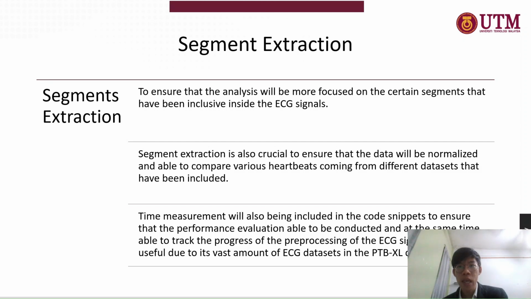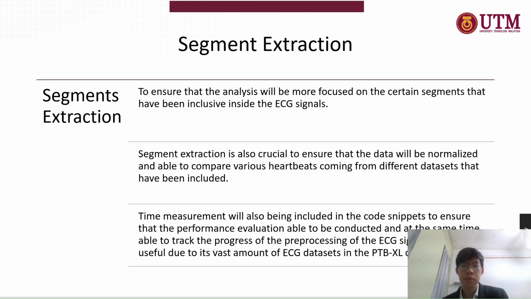This will enable the artificial intelligence algorithm to get trained and become more familiarized with how a healthy ECG is going to look like once we have extracted the specific segment coming from the specific ECG dataset with that specific attribute.